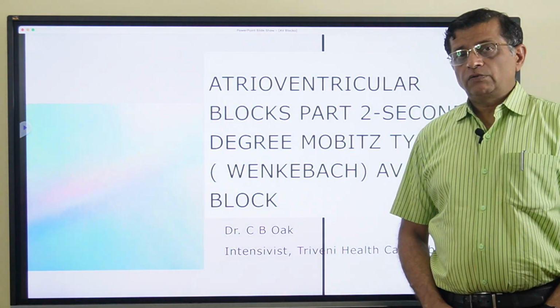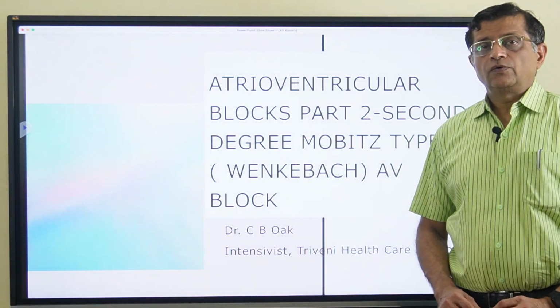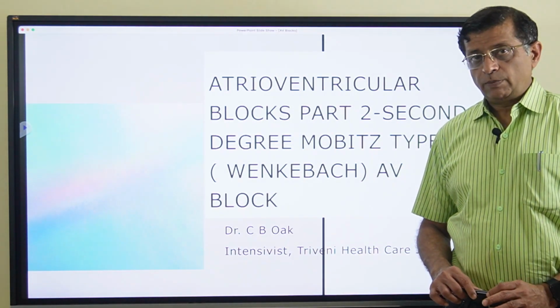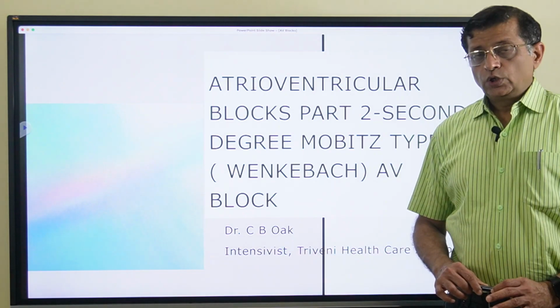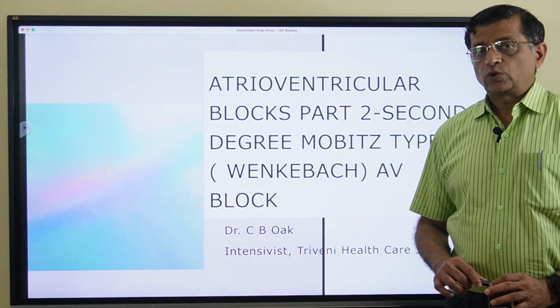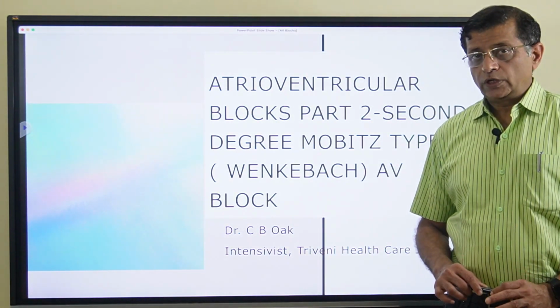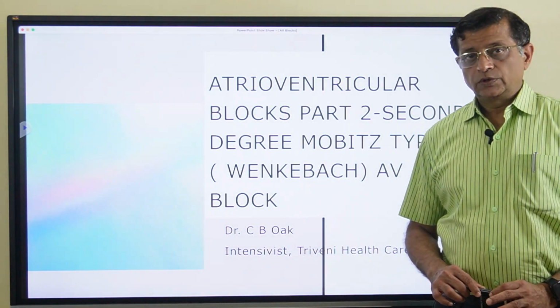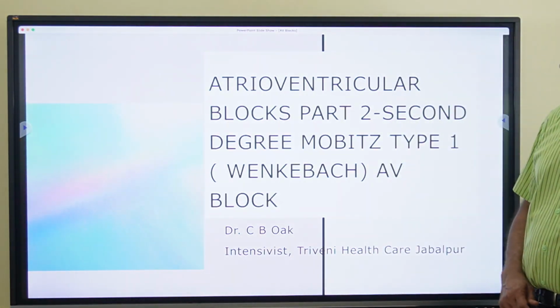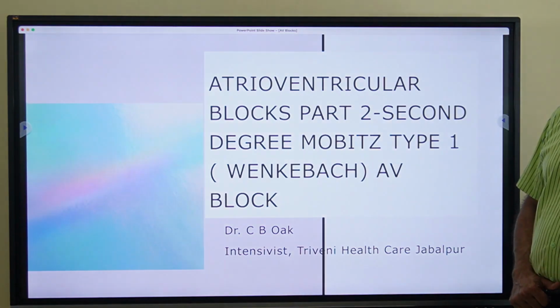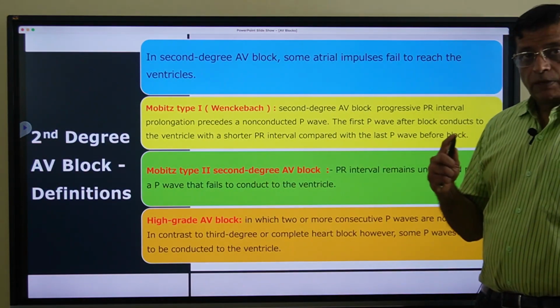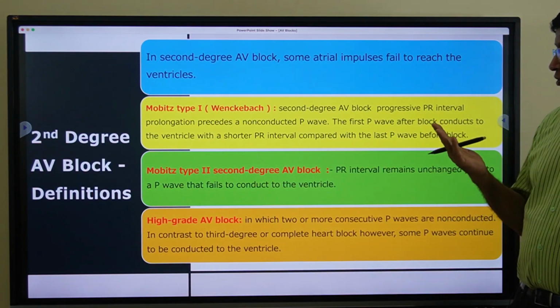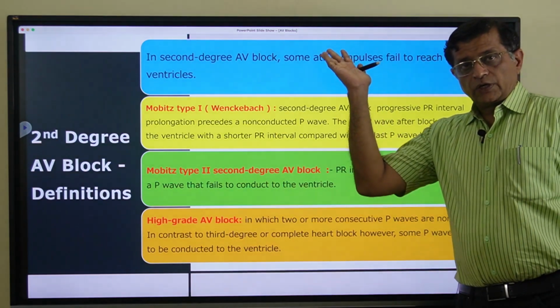So in second degree AV block we have Mobitz type 1, which is also called Wenckebach, and Mobitz type 2. In this lecture we will discuss Mobitz type 1 or Wenckebach AV block. So let's start. Before we talk about the Wenckebach block, let's discuss the definition. So what is the definition of second degree AV block?